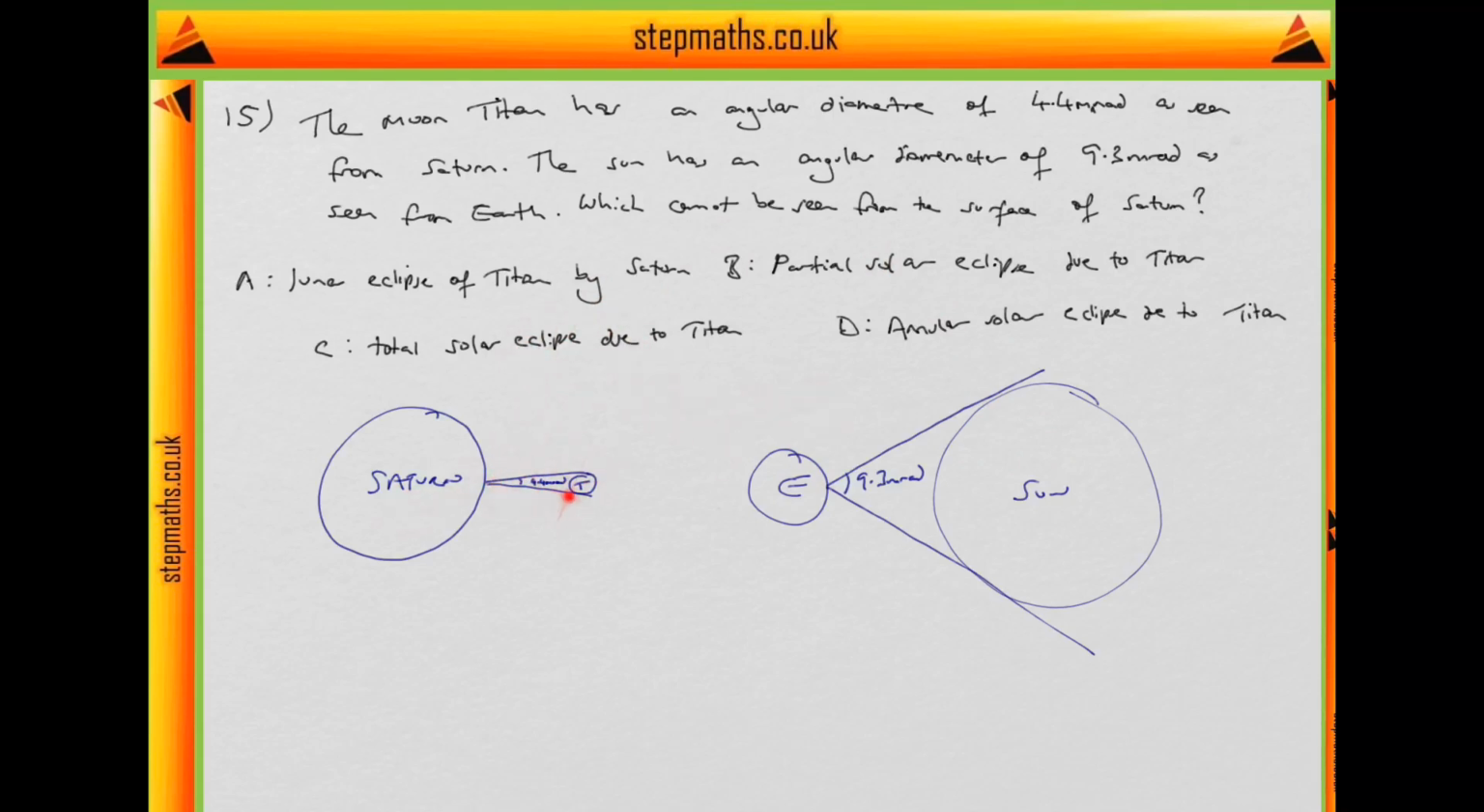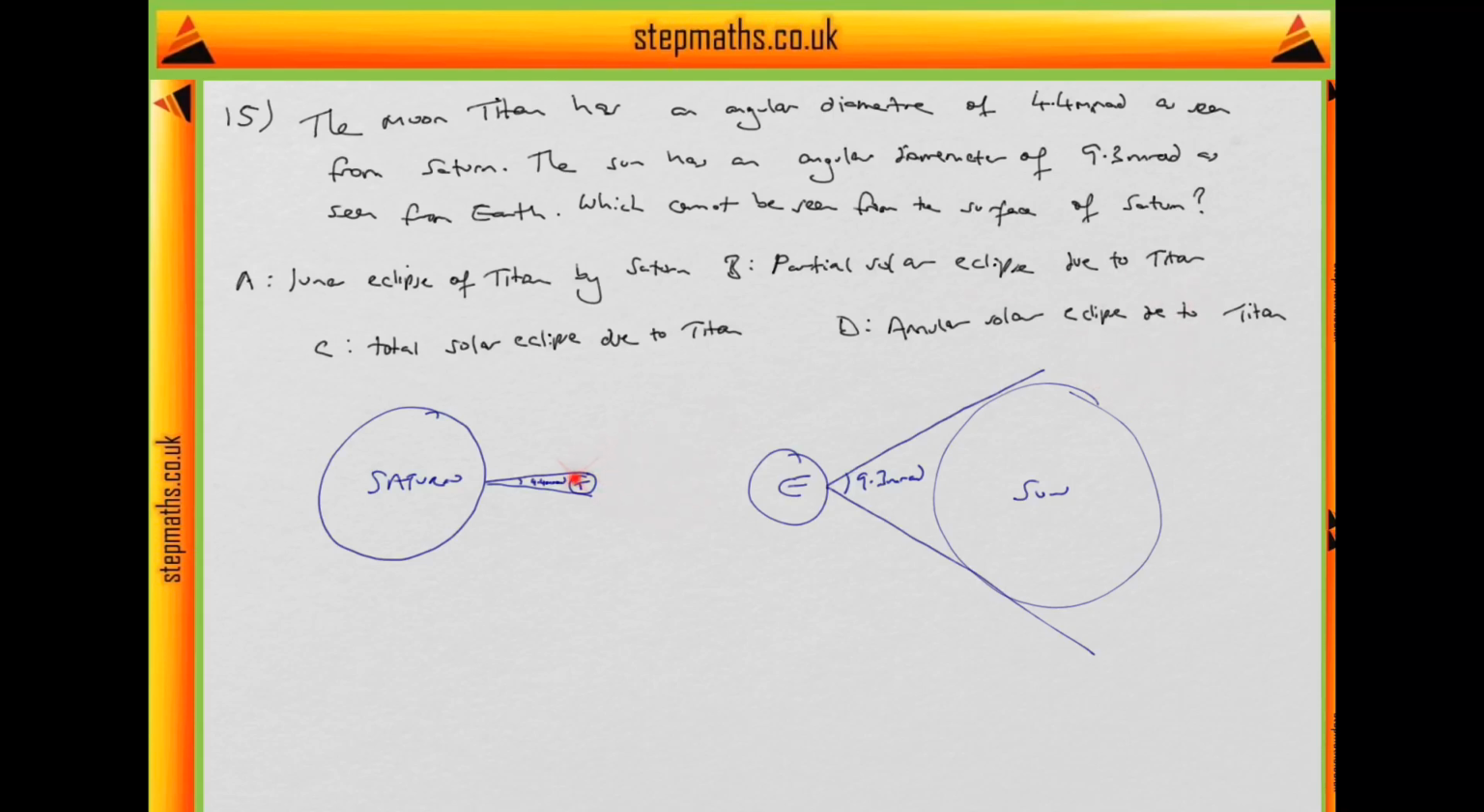Well, based on the angles subtended, and we see, this is roughly to scale in the sense that the angle here is much larger. You will see that you can never have Titan fully eclipsing the sun. The angular diameter of it is simply too small. So C can't happen.